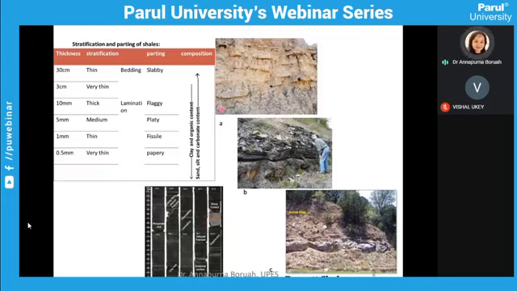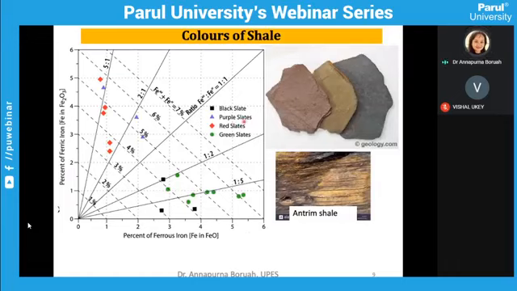Outcrop shales are different from the subsurface shales, and on outcrop also there is so much variation, different types of shale facies within the same shale, Barnett shale. So that is why it is important to do investigation and identification of different facies in shale. Color also plays a role. Based on color you can identify, before going to any detailed investigation, how much total organic content is there, and you can get some basic information from the color.